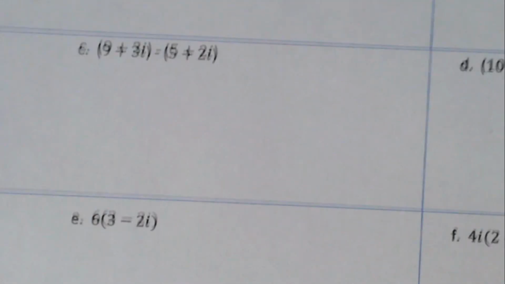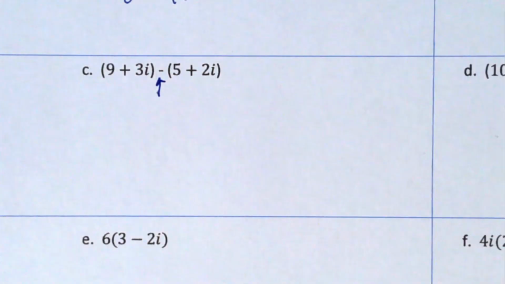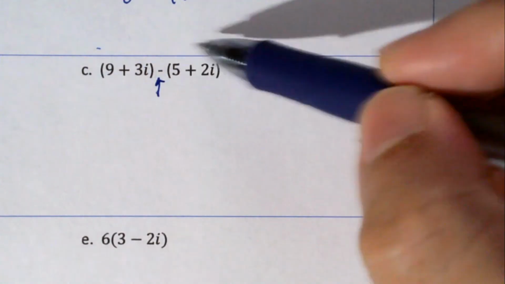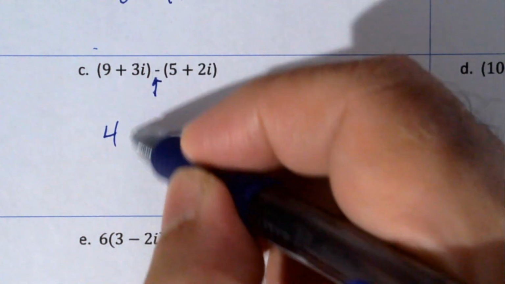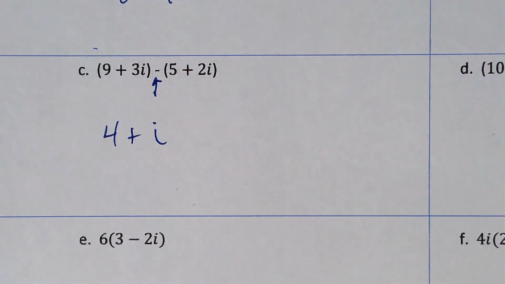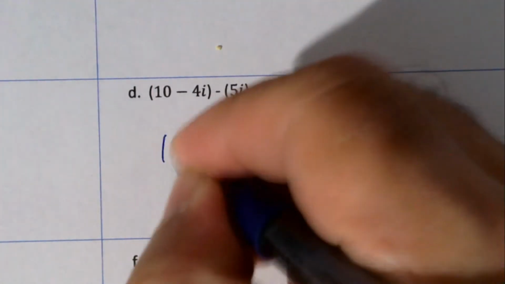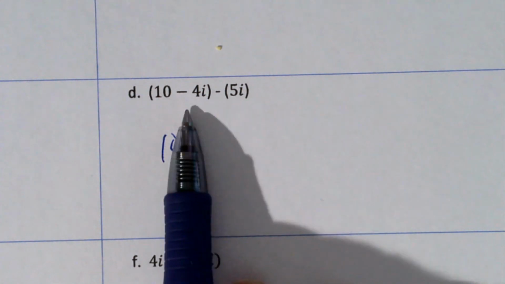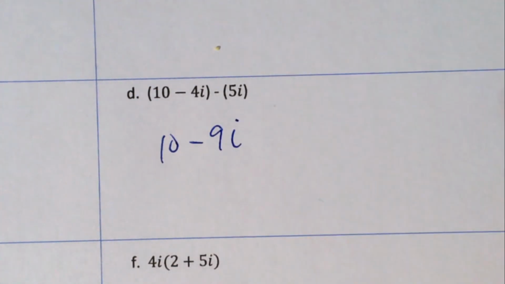Going on. C, this time, pay attention, there's a minus sign here. So it's going to be 9 minus 5, making it 4, and 3i minus 2i, making it plus i, right? Or 1i. Just don't write the 1. Here, there is no real part, so just copy the 10. And pay attention, this is a negative 4i minus 5i, making it negative 9i.